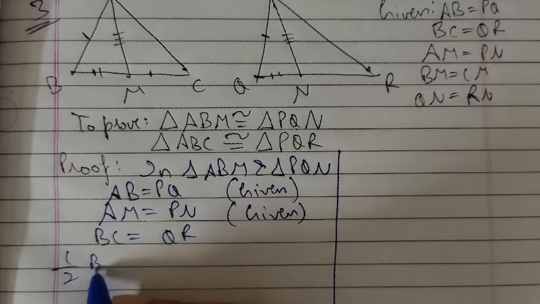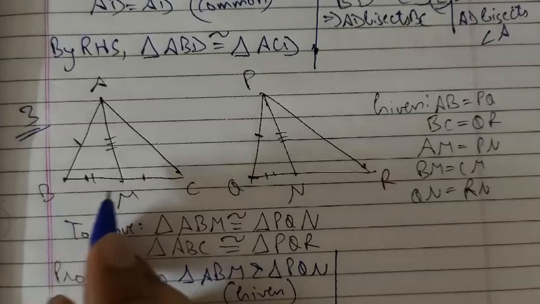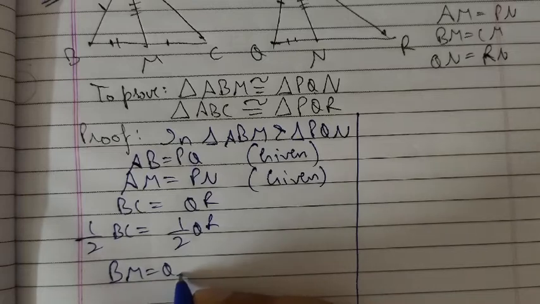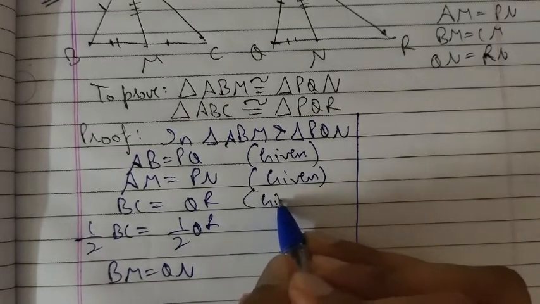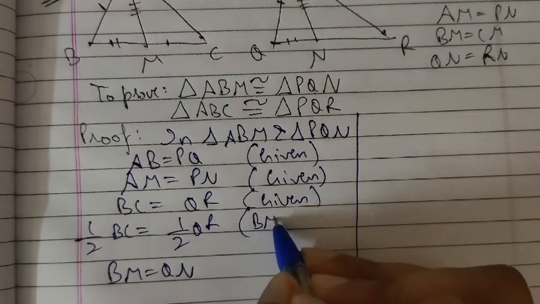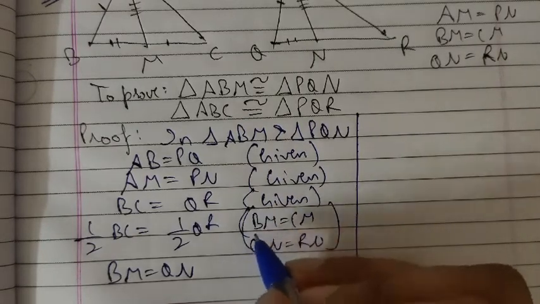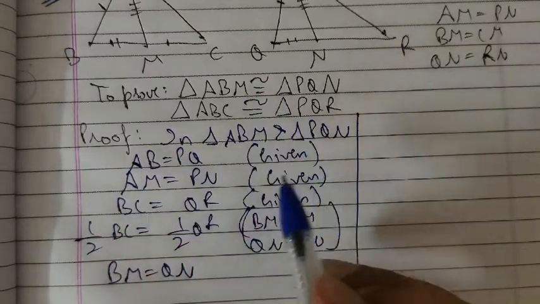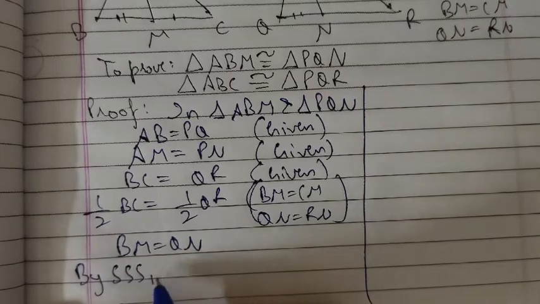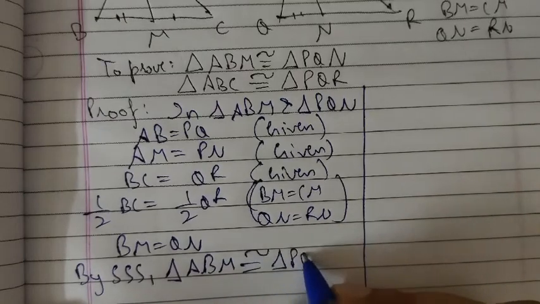So half of BC is equal to half of QR, right? So half of BC will be BM and half of QR will be QN. So BM is equal to QN. Reason, this is given, and here reason is BM is equal to CM and QN is equal to RN. Or we can say AM is a median on BC and PN is a median on QR. So by SSS, triangle ABM is congruent to triangle PQN.